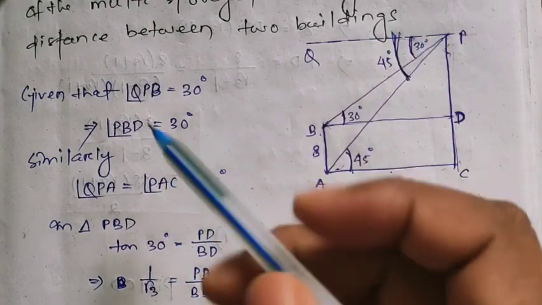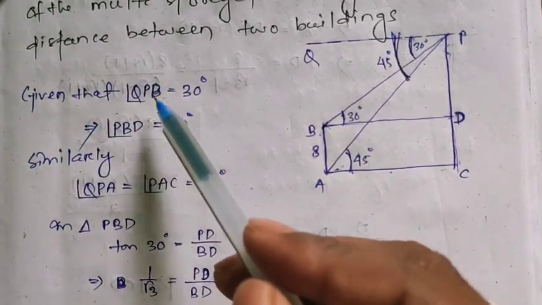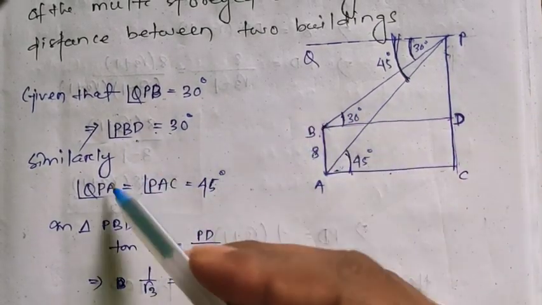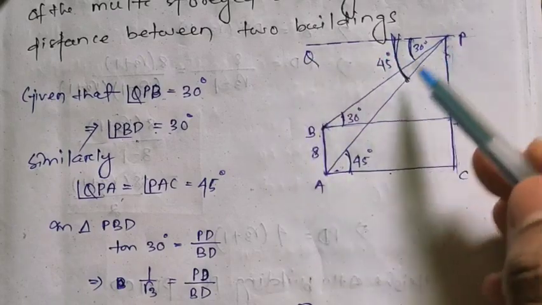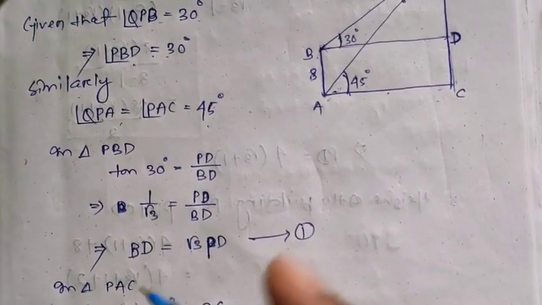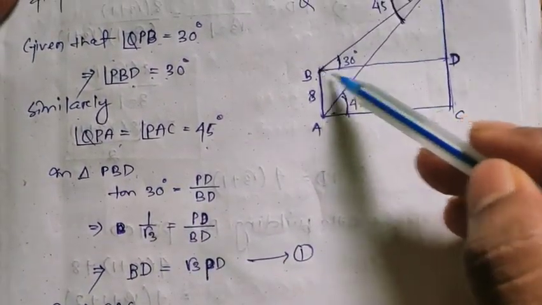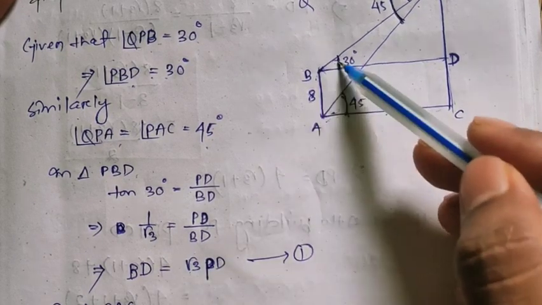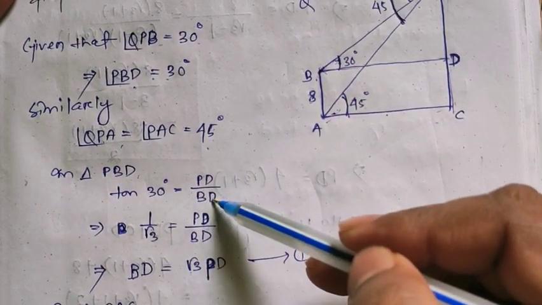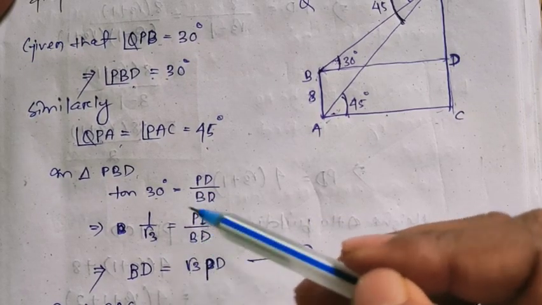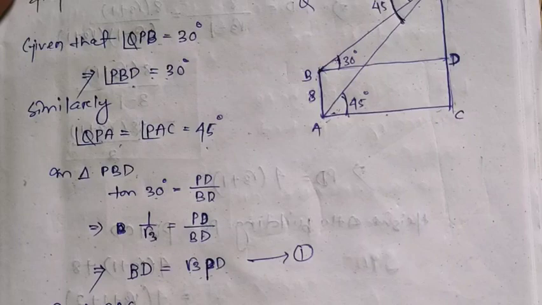Now it is given that angle QPB is equal to 30, which implies angle PBD is equal to 30, and angle QPA is equal to angle PAC is equal to 45 degrees. Now in triangle PBD, this angle is 30 degrees, so I can write tan 30 is equal to PD by BD. Tan 30 is equal to 1 by root 3, which is equal to PD by BD. This implies BD is equal to root 3 into PD. This is equation number 1.